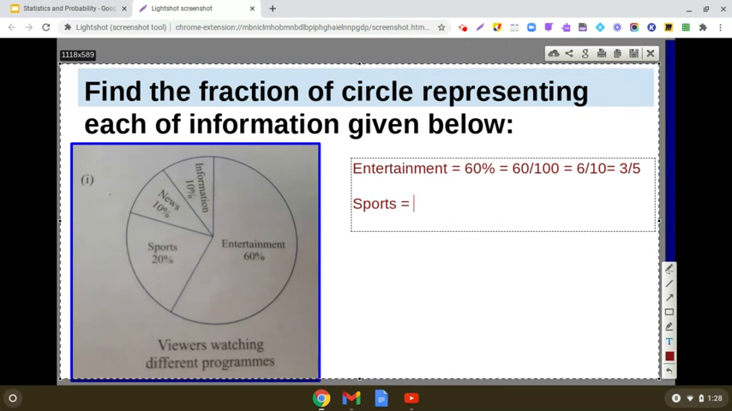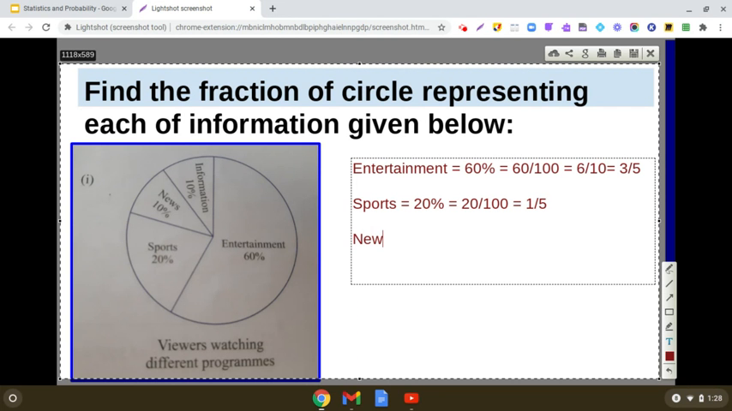Okay, now tell me sports. Sports is representing 20%. So 20% meaning 20 upon 100. Simplify this. What do we get? We get 1 upon 5. Is it clear? Okay, let us move on to the next.